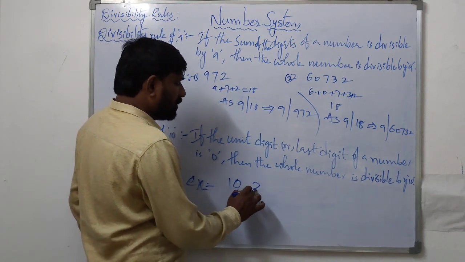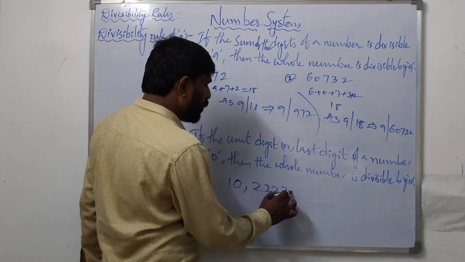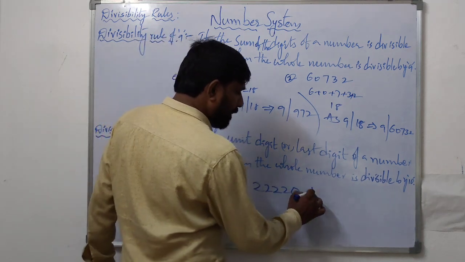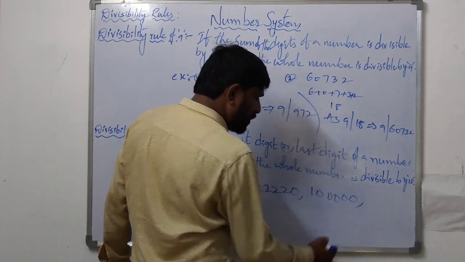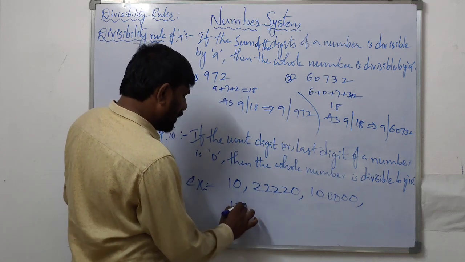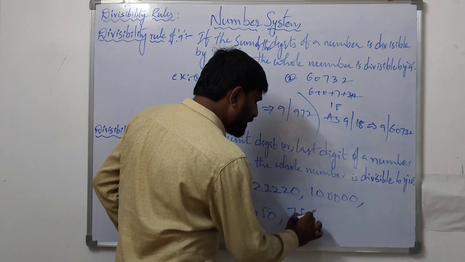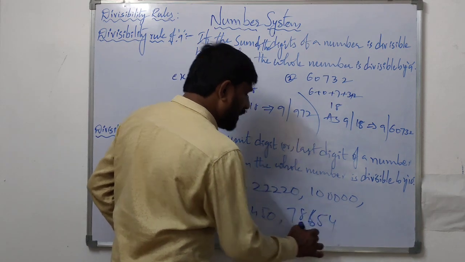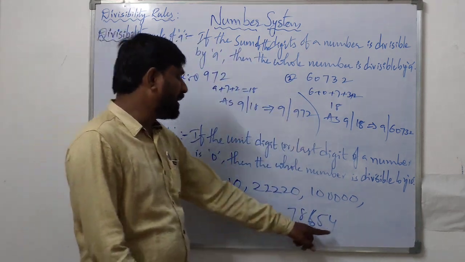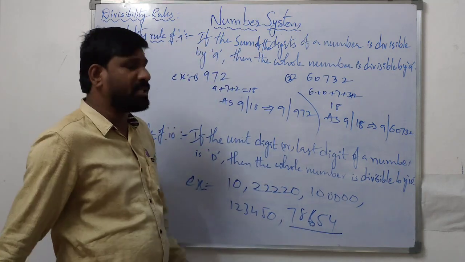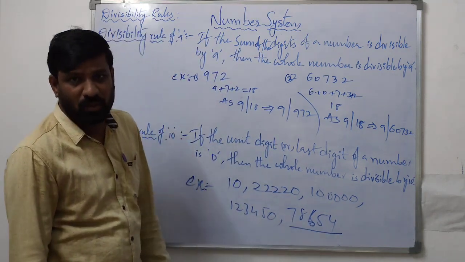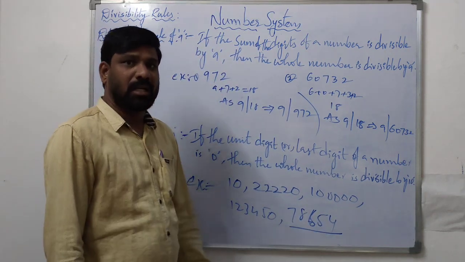Examples: 10, 2023, 2220, 10000000. Any number like 1, 2, 3, 4, 5, 0. But if I say 7865, 4, this number will not be divisible by 10 because it is not ending with a 0. Clear? Right.